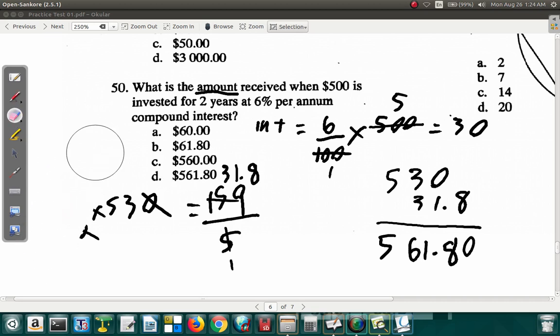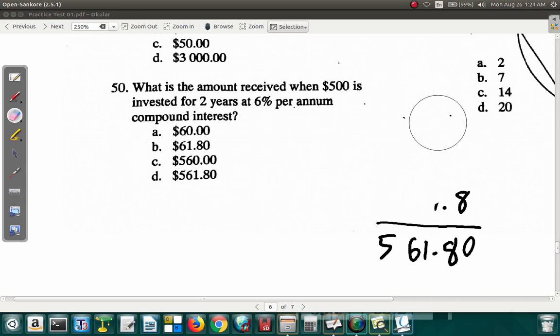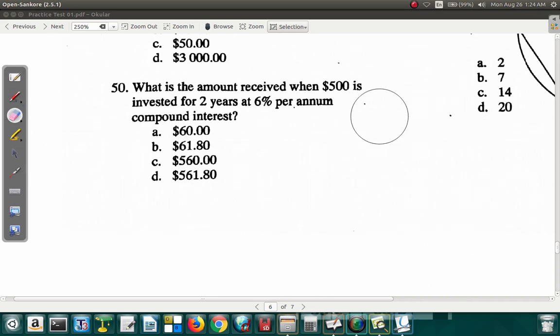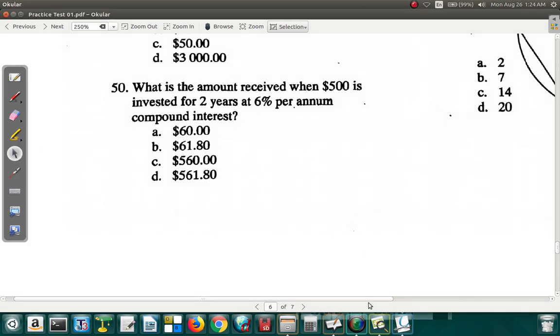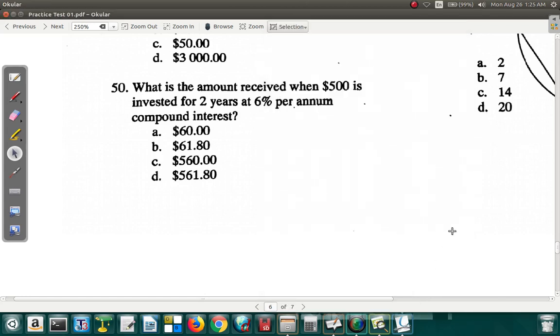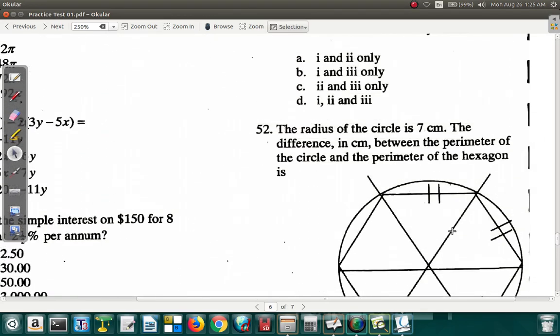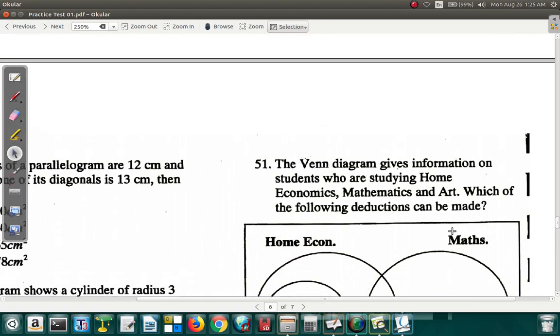Let's move on. Let me erase the rough work first. We'll move on to question 51. Question 51. Yes, question 51 is up here. Right.